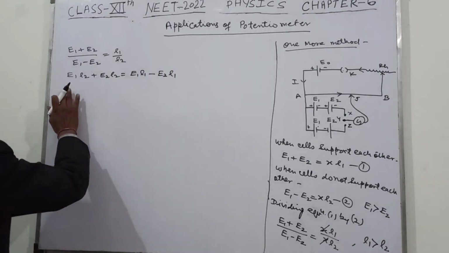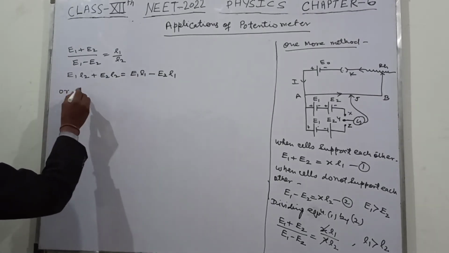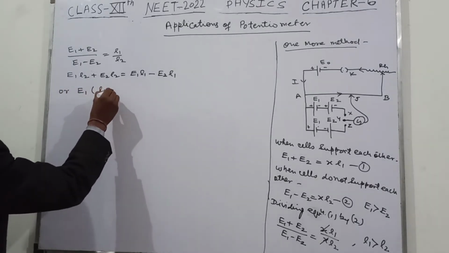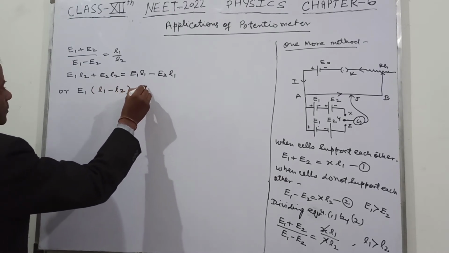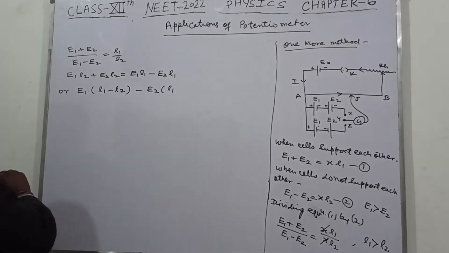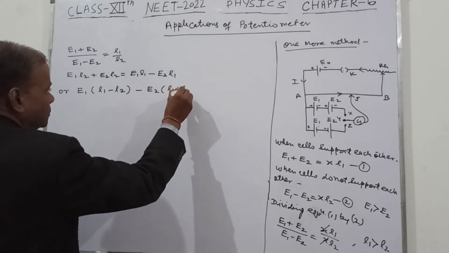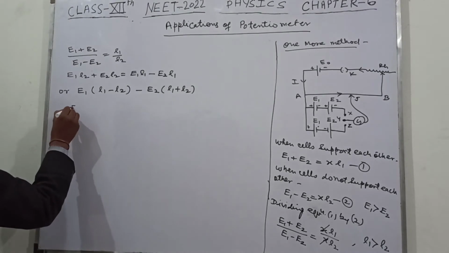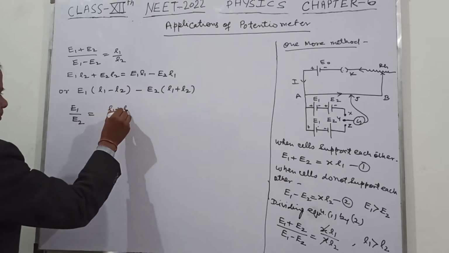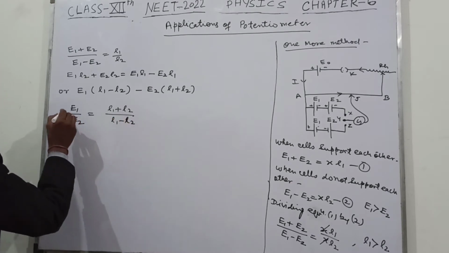So just transpose all these terms on this side, and we are having E1 into (L1 minus L2) equal to E2 into (L1 plus L2). So we are having E1 upon E2 equal to (L1 plus L2) upon (L1 minus L2). This is the formula.